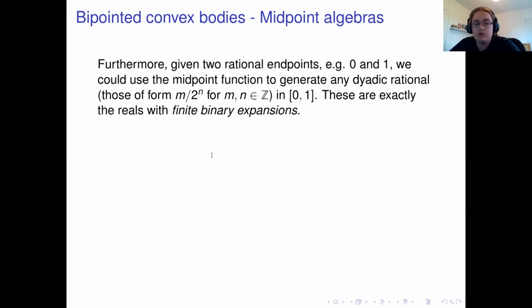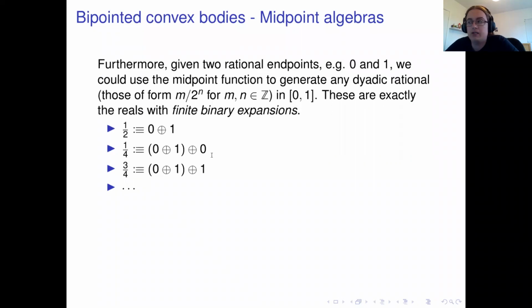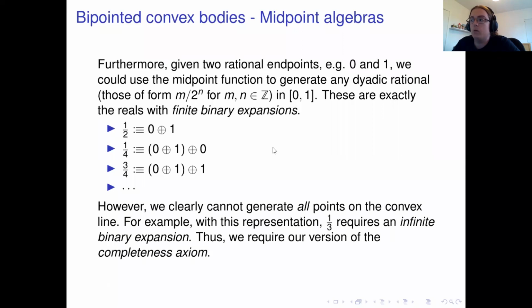So using this structure with two initial elements, 0 and 1, we could construct any dyadic rational number in the interval [0, 1]. And these are exactly the reals with finite binary expansions. So a half is 0 midpoint 1, and we arrive at a quarter or 3/4 by taking another midpoint, and so on and so forth. However, we clearly cannot generate all points on the convex line. For example, using this procedure, 1/3 would require an infinite binary expansion. Thus, we require our version of the completeness axiom.